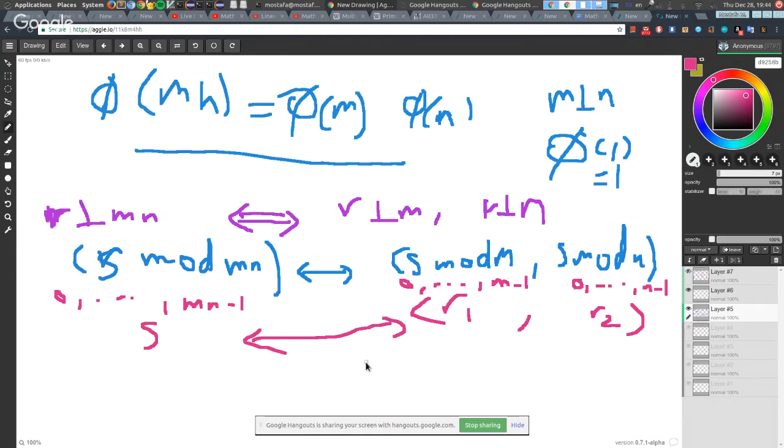From this, if we want to find all the numbers that are coprime with mn, we find all the numbers s that are coprime with mn from this list. Each of those will correspond to one pair, and this pair has to be such that R1 is coprime with m, and R2 is coprime with n.